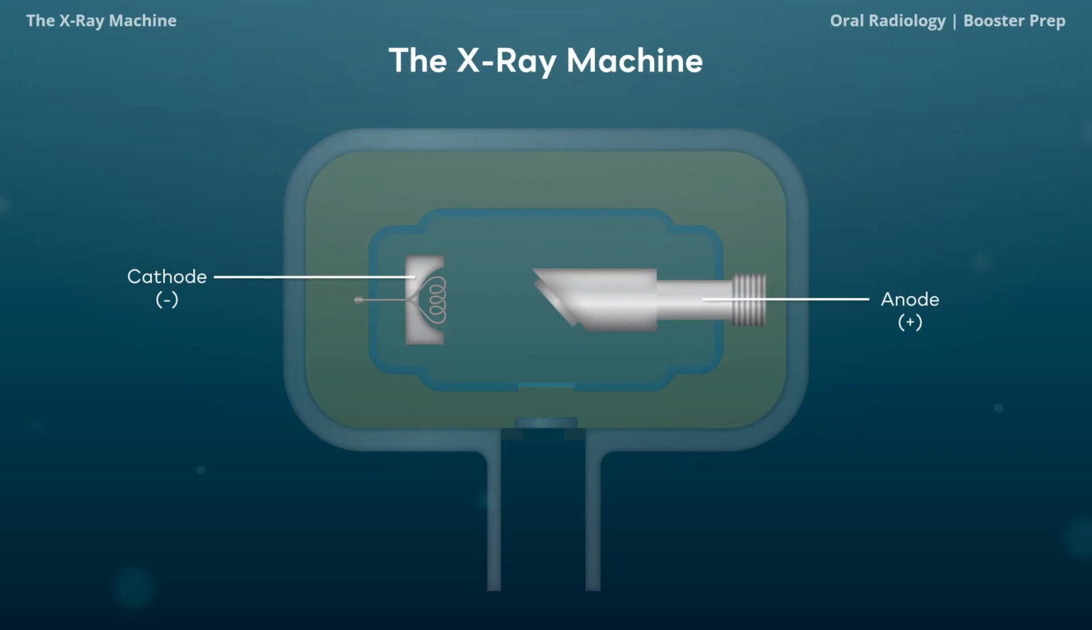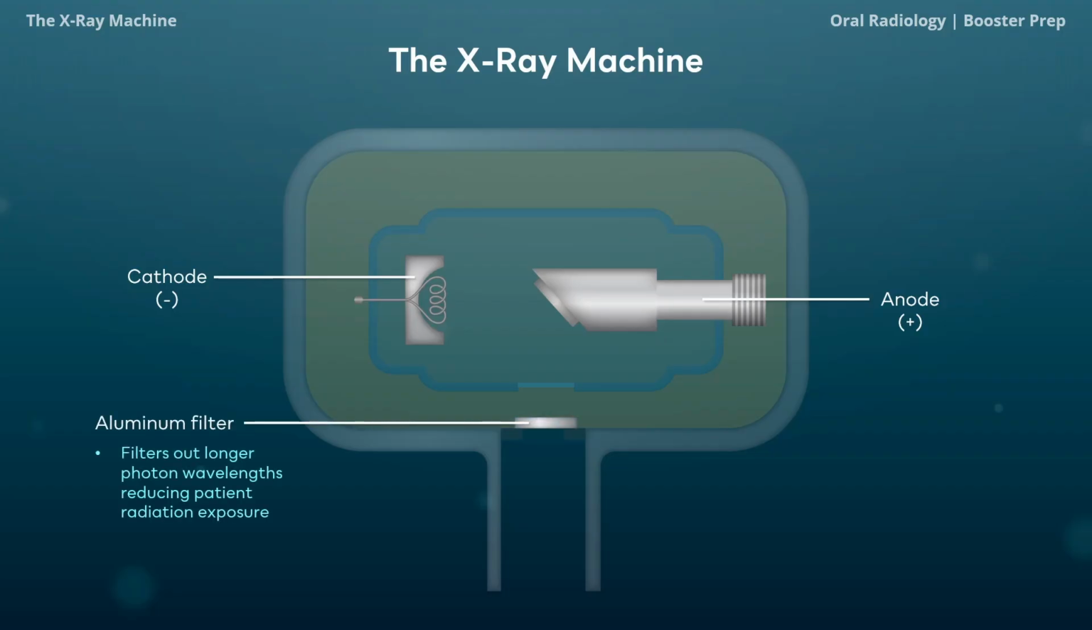And another important component is the filter, and it's usually made up of aluminum, and its job is to filter out the longer wavelength photons that aren't useful and would just add unnecessary radiation exposure for our patients. And finally, there's the collimator, and it's typically made up of lead, and its main role is to shape and to limit the size of the X-ray beam. This helps reduce scatter radiation, which results in clearer images for us and more protection for the patient.